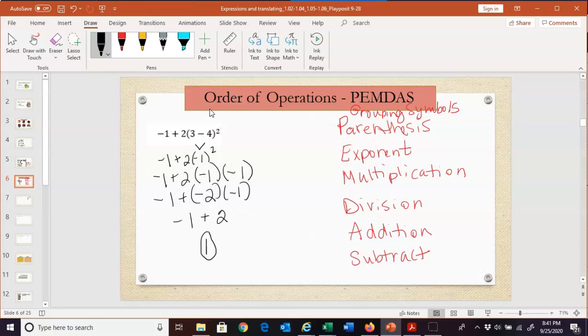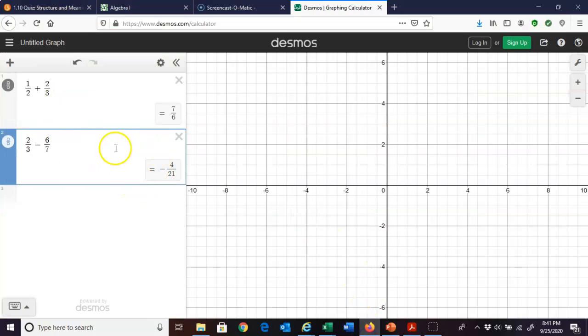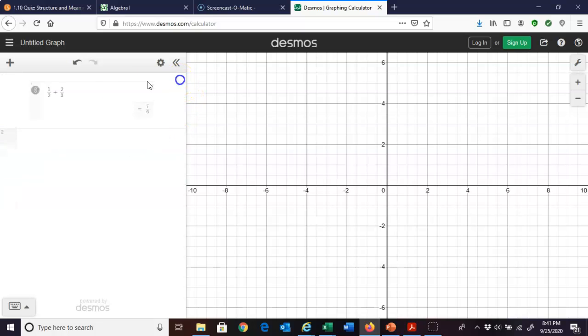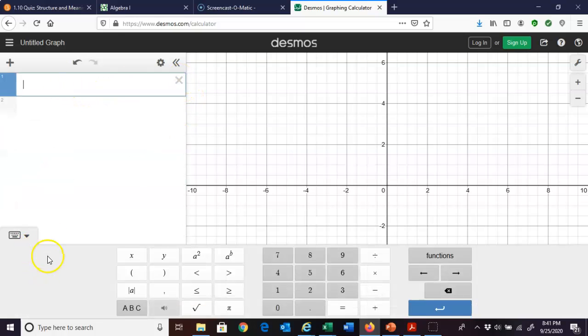So we could try this whole thing in the calculator if you guys want to. You could have that open in another tab so you can follow along. So to clear these out, I'm just going to hit the X's right here to give me a clean spot, and up pops my calculator. I'm going to do -1 plus 2 parentheses 3 minus 4.